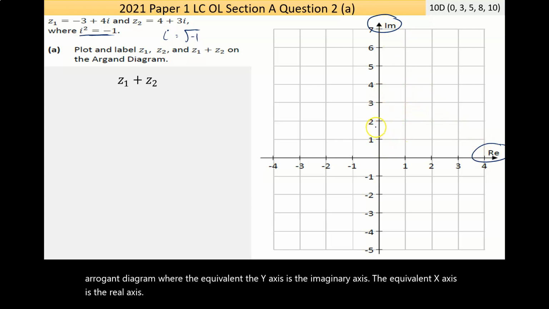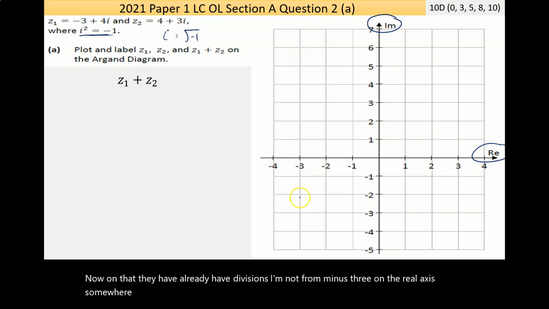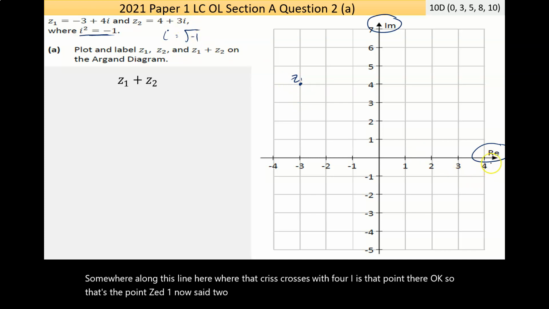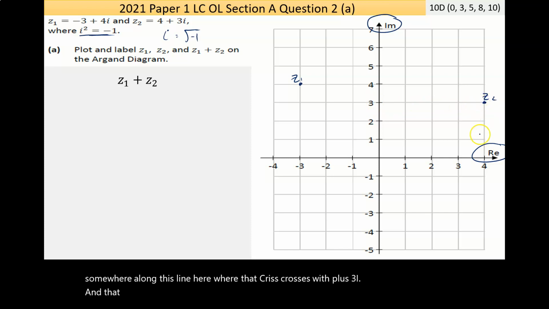Now, on that, they already have divisions. I'm looking for minus 3 on the real axis. That's somewhere along this line here. Where that crisscrosses with 4i is that point there. Okay, so that's the point Z1. Now Z2, we're given that as well. It's 4 on the real axis, so somewhere along this line here, where that crisscrosses with plus 3i, and that's Z2. Now Z1 plus Z2, we just have to add these together.